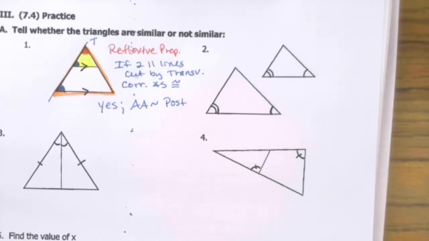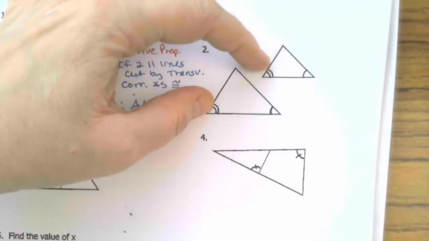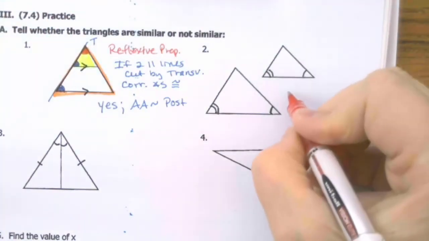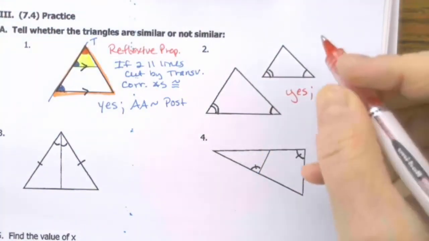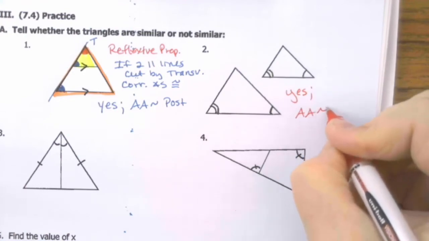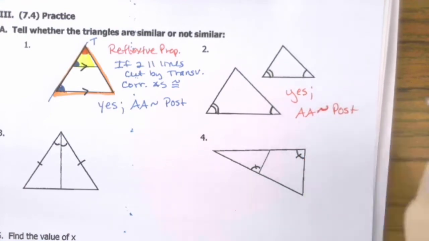All right, number 2, we have 2 triangles with 1 angle, 2 angle. This one's a no-brainer. Yes, they are similar by angle-angle similarity postulate. We have 2 angles the same.